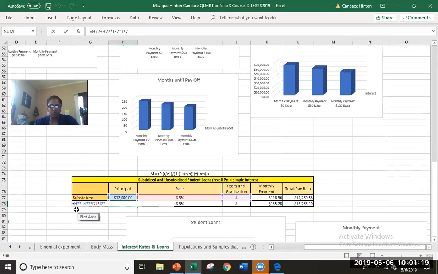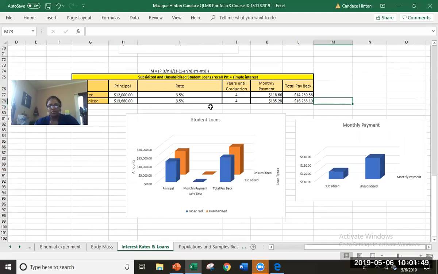If you're unsubsidized, you're going to have your principal plus your principal times your rate, times rate again. Okay? So your rate is still 3.5. You're still graduating in 4 years, but you're going to end up paying $135.28 a month, and you're going to pay back $16,233. Okay? Student loans.